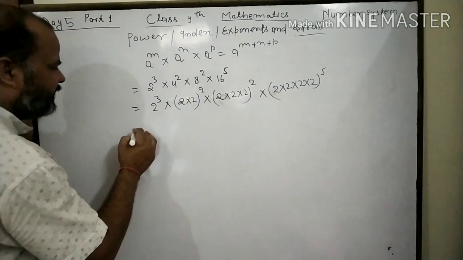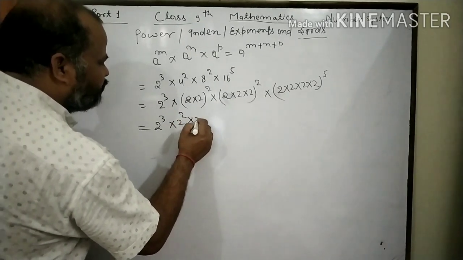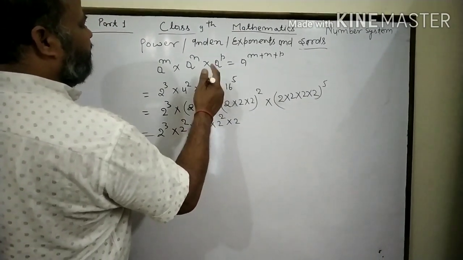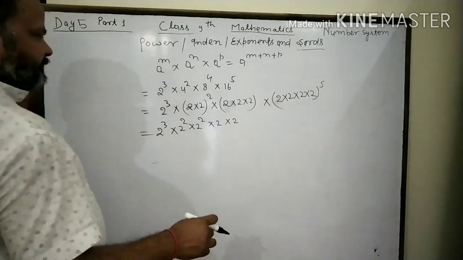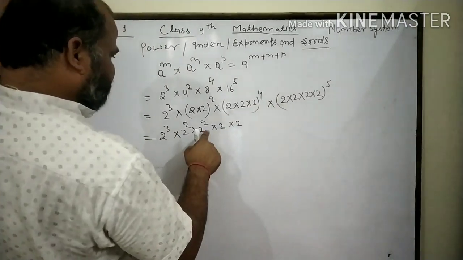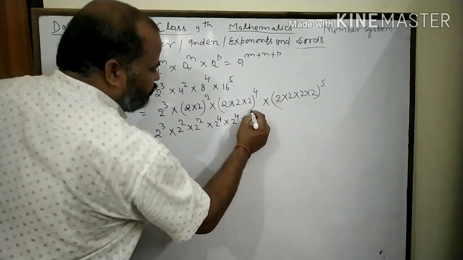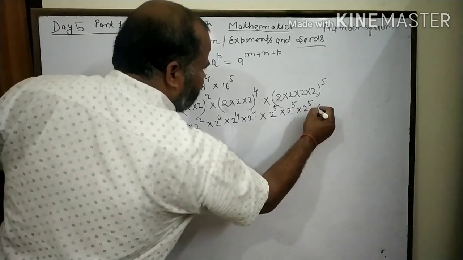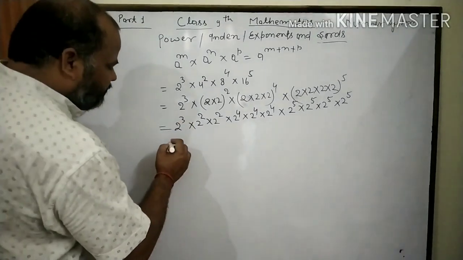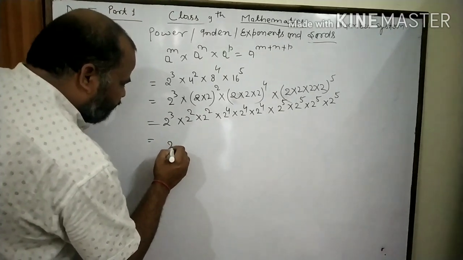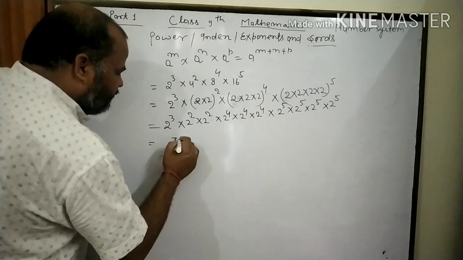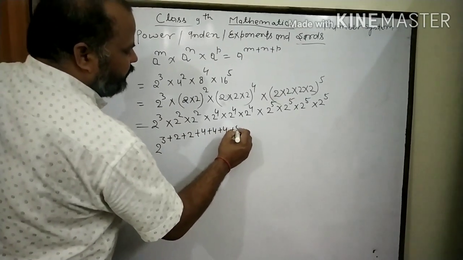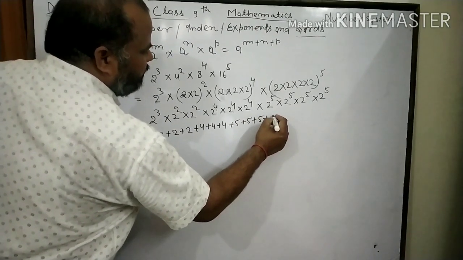Clear? And if you break the brackets, then it is 2 to the power 3 into 2 to the power 2 into 2 to the power 2, then 2 to the power 4 three times, and then 2 to the power 5 four times. Now you see all the bases are 2, so write 2 and add all the powers: 3 plus 2 plus 2 plus 4 plus 4 plus 4 plus 5 plus 5 plus 5 plus 5.